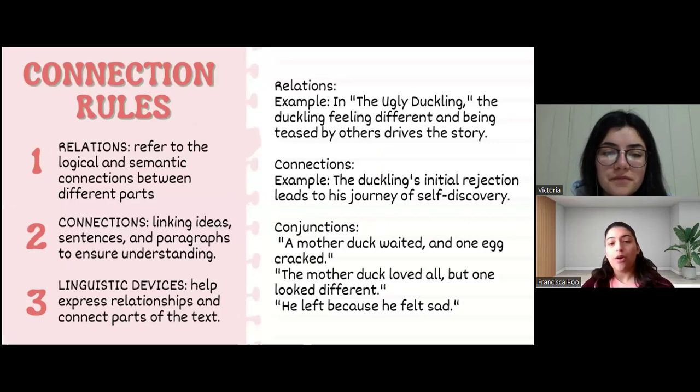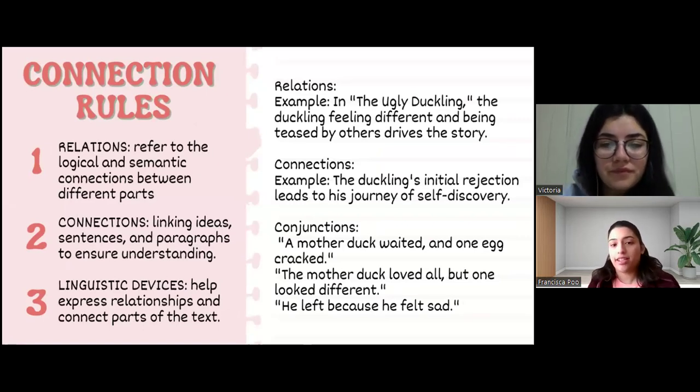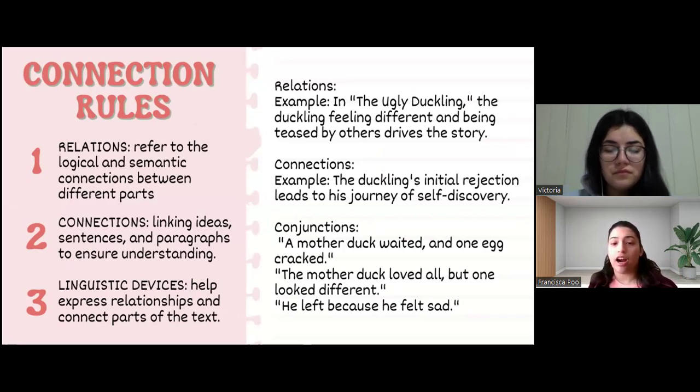For the connection rules, we have the relation, which refers to the logical and semantic connection between the different parts, which is the cohesion, and the connection, which are the connectors of the main ideas to read this more smoothly. And here we have some examples of relation, which in The Ugly Duckling is that feeling different and being teased by others drives the story. And the connection, which are conjunctions, for example, and and but.